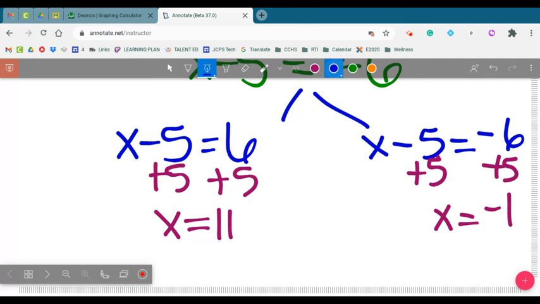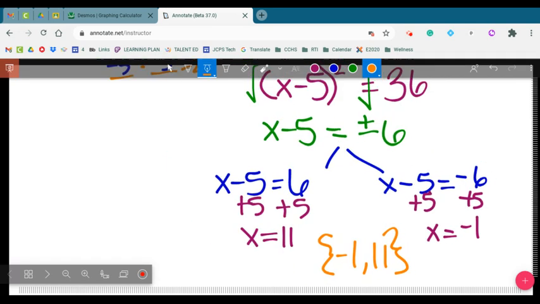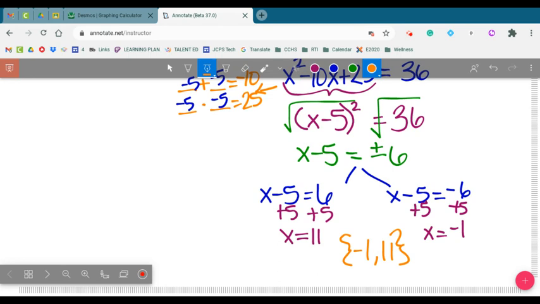So my answer is negative 1, 11. Those are my solutions. So remember, if it's under the radical and it can't simplify or it's not a perfect, you can leave it under the radical symbol.